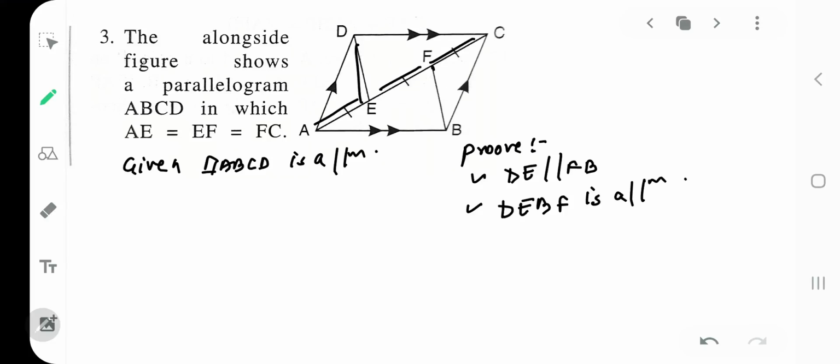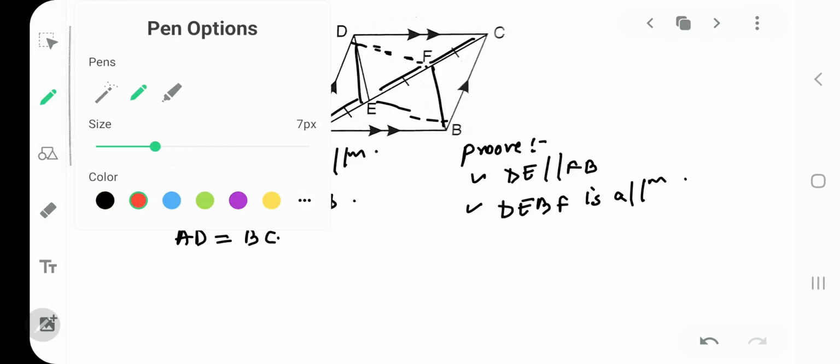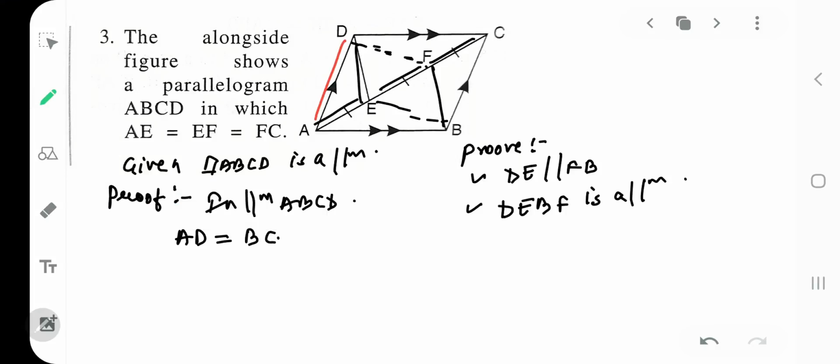DE is parallel to FB, and you have to prove that DEBF is a parallelogram. So I have joined DF and EB. In your construction you can write: join BE and DF. How will you start with a proof? Now in parallelogram ABCD, can I say AD is equal to BC? Because these are the opposite sides of your parallelogram and they are equal.